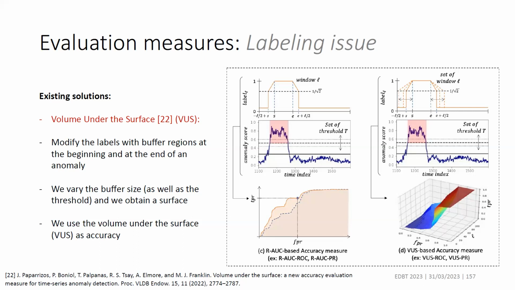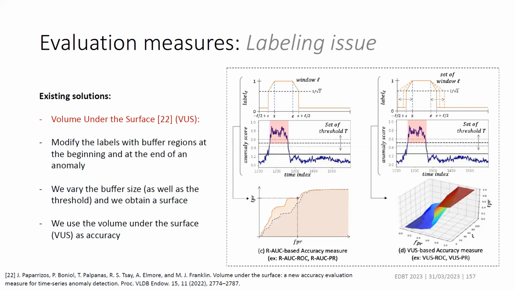Okay, so this buffer region, unfortunately, is a parameter. This is not nice, because we don't want parameters in an evaluation measure. So what you can do is change the value of this parameter as you change the threshold value. And then instead of getting a curve, you get a surface, for both the threshold and this buffer region. And your accuracy measure will be the volume under the surface. So this is a way to get a parameter-free method.